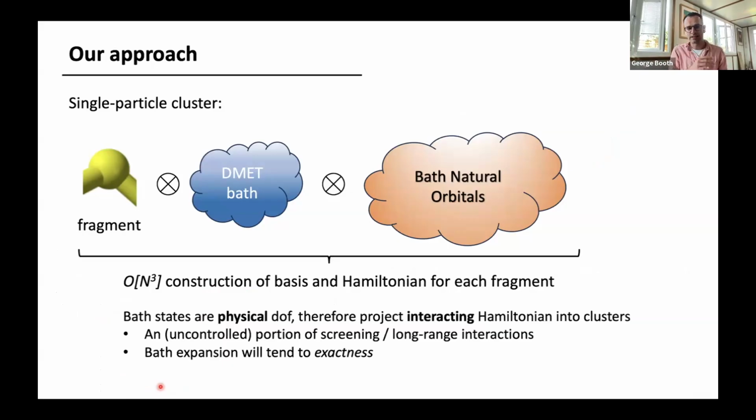And again, just to stress that these bath states, including these bath natural orbitals, are physical degrees of freedom that live in the environment, that are designed to reproduce the correlated contribution to the one-body density matrix. And we can project the interacting Hamiltonian into them prior to solving with our correlated method. And so it does get a portion of the screening and the long-range interactions and the way that these screen the fragment, because these are all interacting bath spaces.